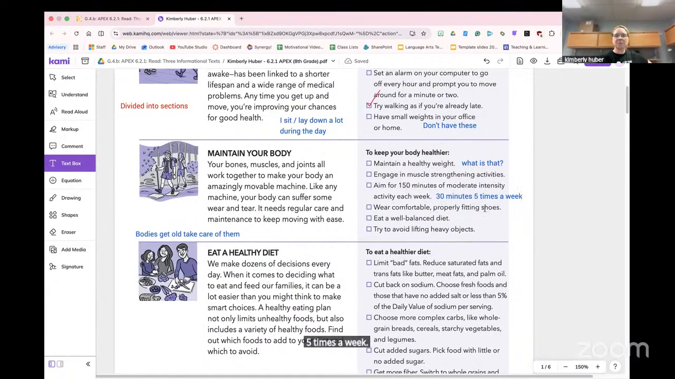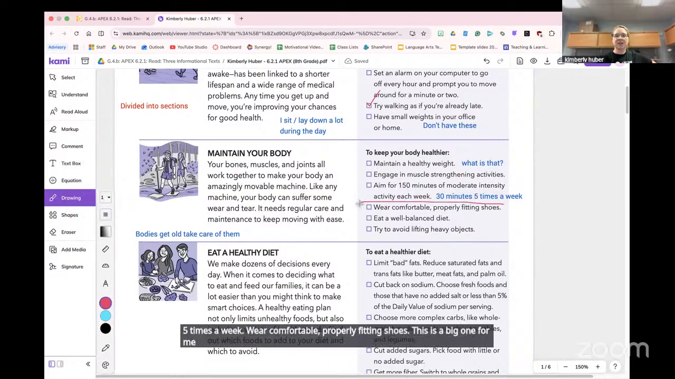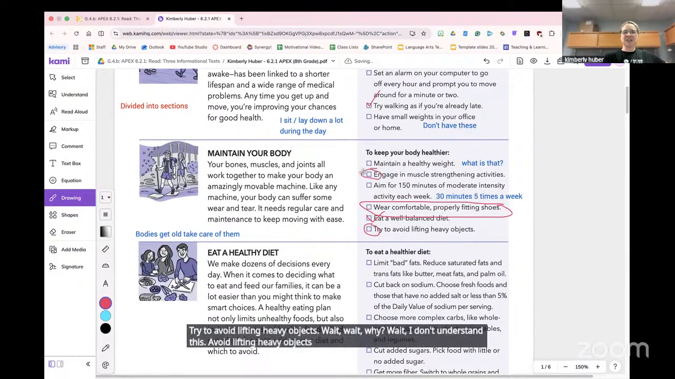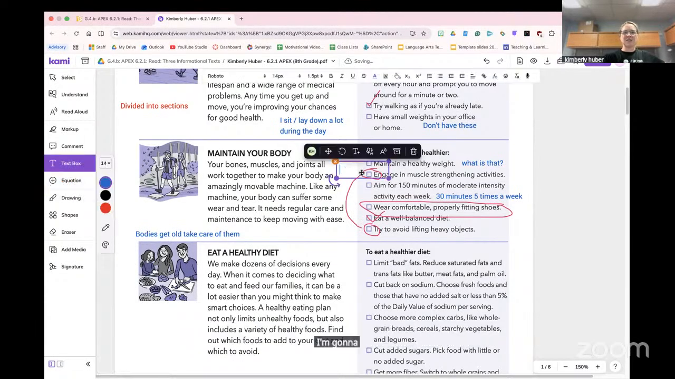Wear comfortable, properly fitting shoes. This is a big one for me. I have such a hard time finding good shoes. Eat a well-balanced diet. Try to avoid lifting heavy objects. Wait, why? I don't understand this. Avoid lifting heavy objects, but I want to do muscle training. I'm going to have some problems here. This doesn't make sense.